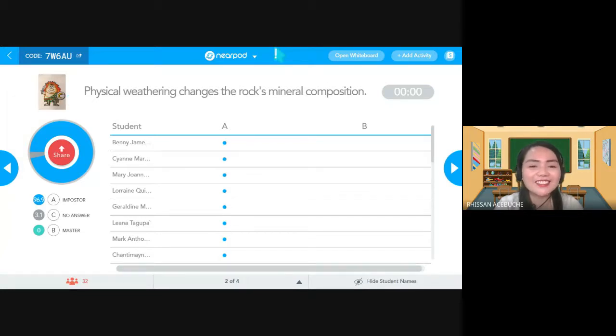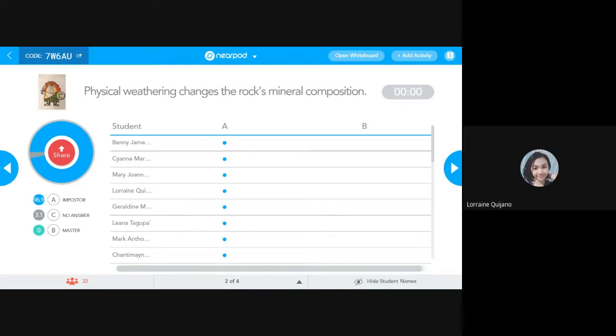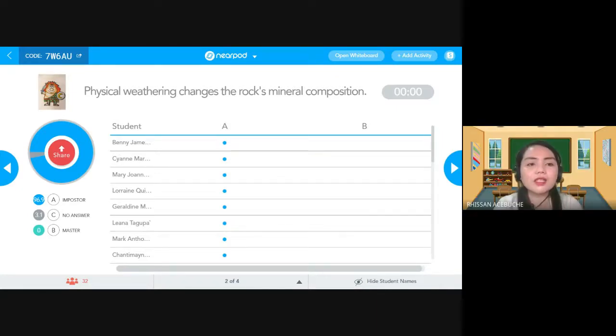Why do you think so? Why is this a false statement? Yes, Kihano. Because physical weathering only affects the physical appearance of the rock without affecting the chemical composition, like the taste, color, and the physical texture of the rock. Very good. So instead of physical weathering, it should be chemical weathering, right? Okay, thank you so much for participating in this activity.